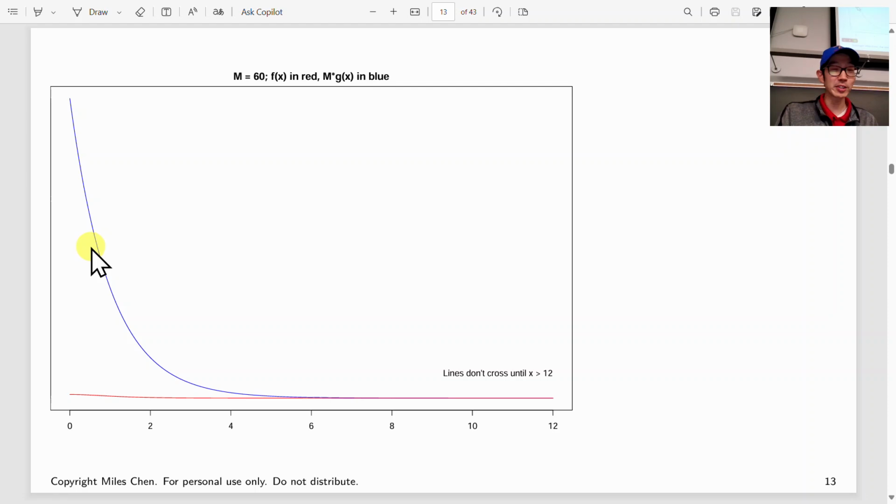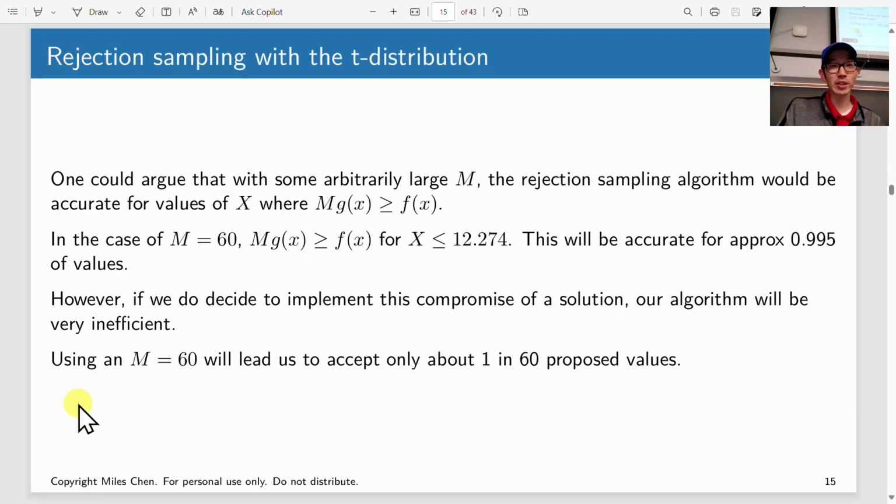So the area is 60, and so again, what proportion of values will I be accepting? Remember, I'm kind of throwing darts underneath the blue line, and I only accept values that fall under the red line. If I'm using, say, m equal to 60, then I'm going to be accepting basically only 1 in 60 proposed values, okay?